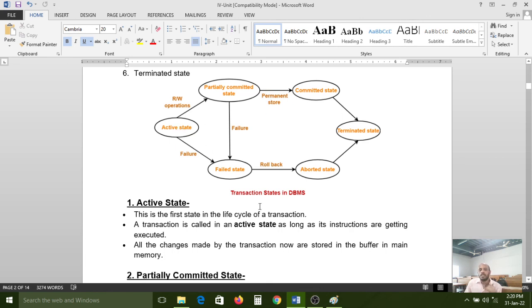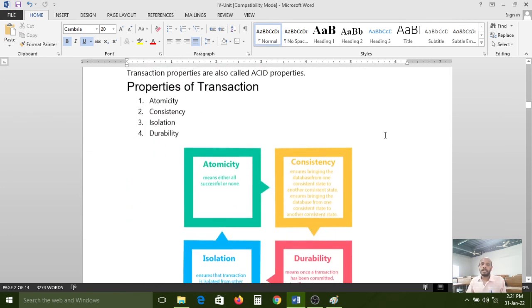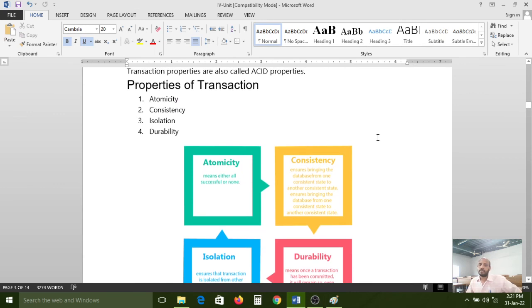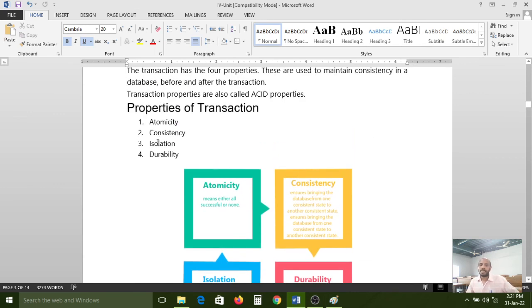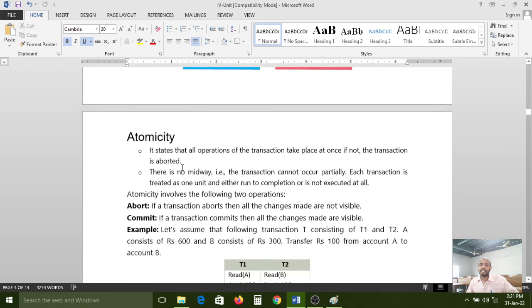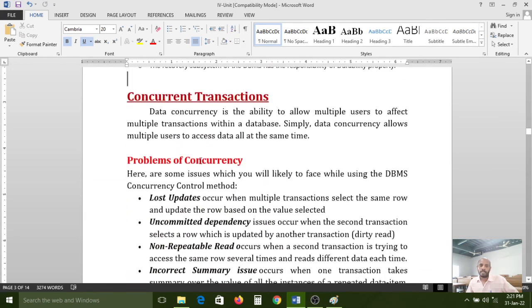Okay, so what is durability's functionality? The data is stored from temporary memory to the permanent database. The data is moving from the buffer to the permanent database. Got it? So these are the transaction properties, nothing but ACID properties: atomicity, consistency, isolation, durability. So ACID properties are completed.